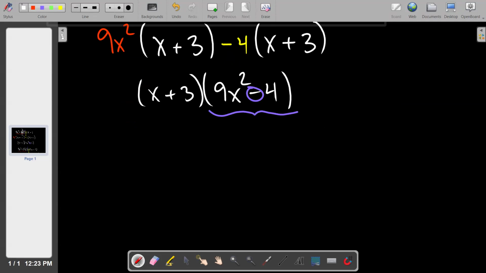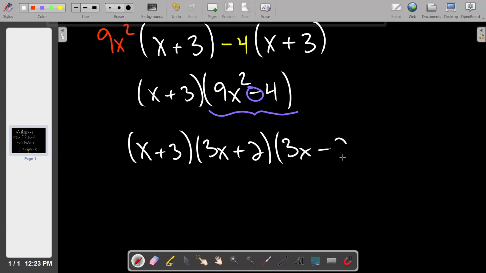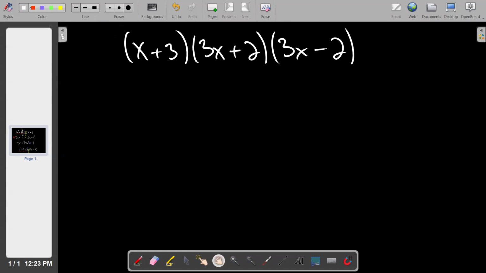So that's never going to go away. Like it's always going to be a thing. You got to look for meat on the bone. So we have x plus 3. What's the factoring of the purple? 3x plus 2 times 3x minus 2. Good.